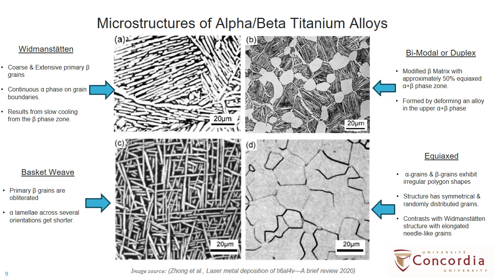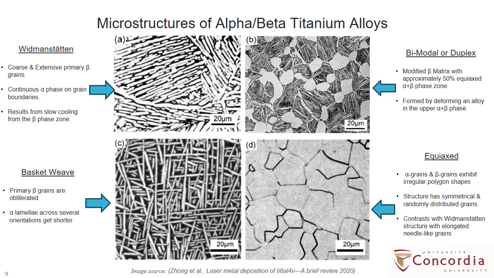Bimodal or the duplex microstructures. The modified beta matrix contains slightly more or less than 50% of discontinuous equiaxed alpha particles. When an alloy is deformed or heated in the upper portion of the alpha plus beta phase zone, a duplex structure with comprehensive mechanical properties is formed.